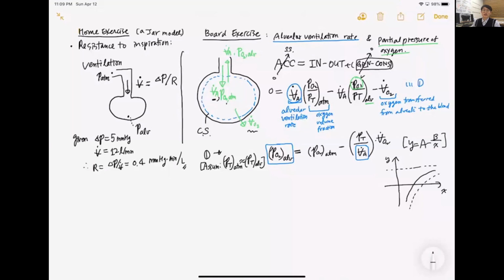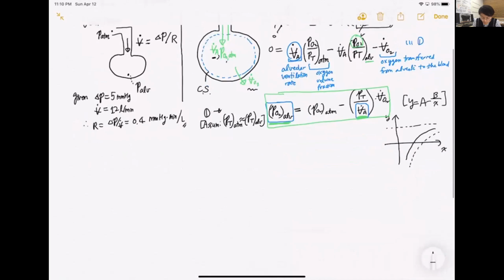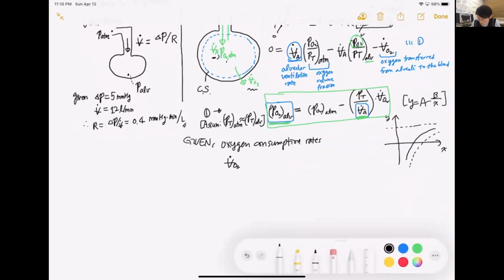Now let's continue about this problem again. Here, this is the master equation connecting the alveolar ventilation rate and the partial pressure of oxygen in the alveolar space. First of all, the oxygen consumption rate is given. Let me show you here. So this is a given.